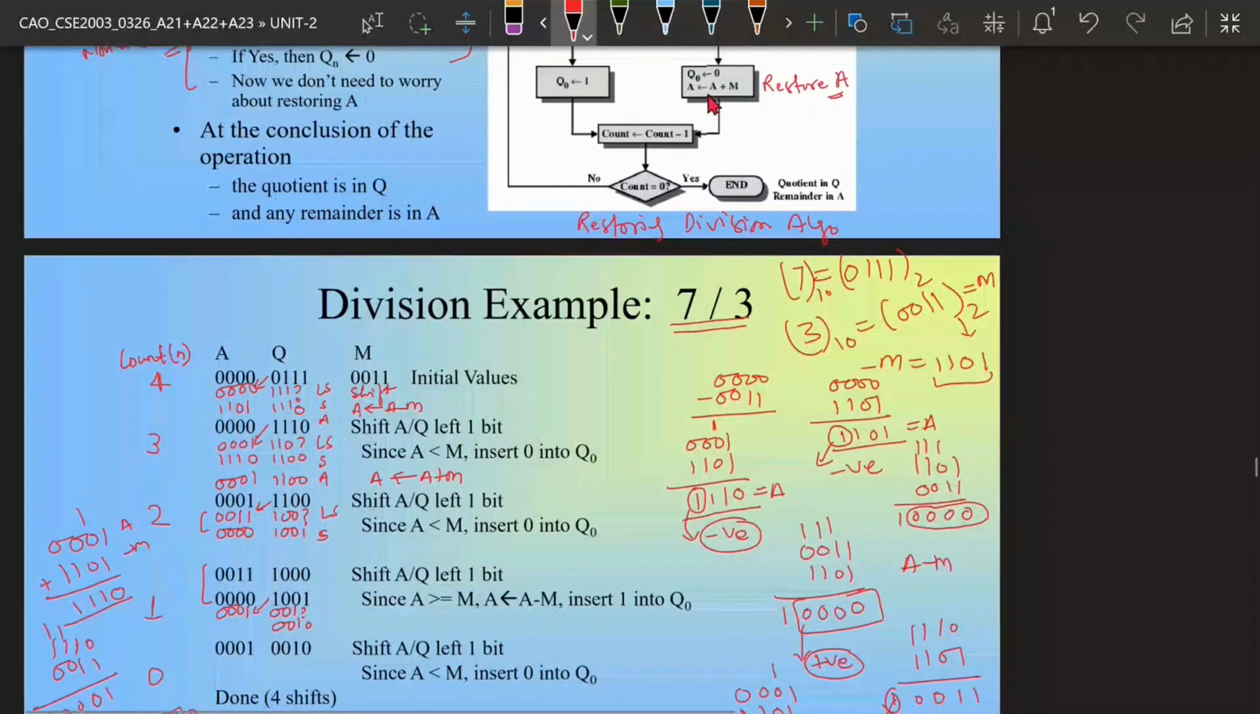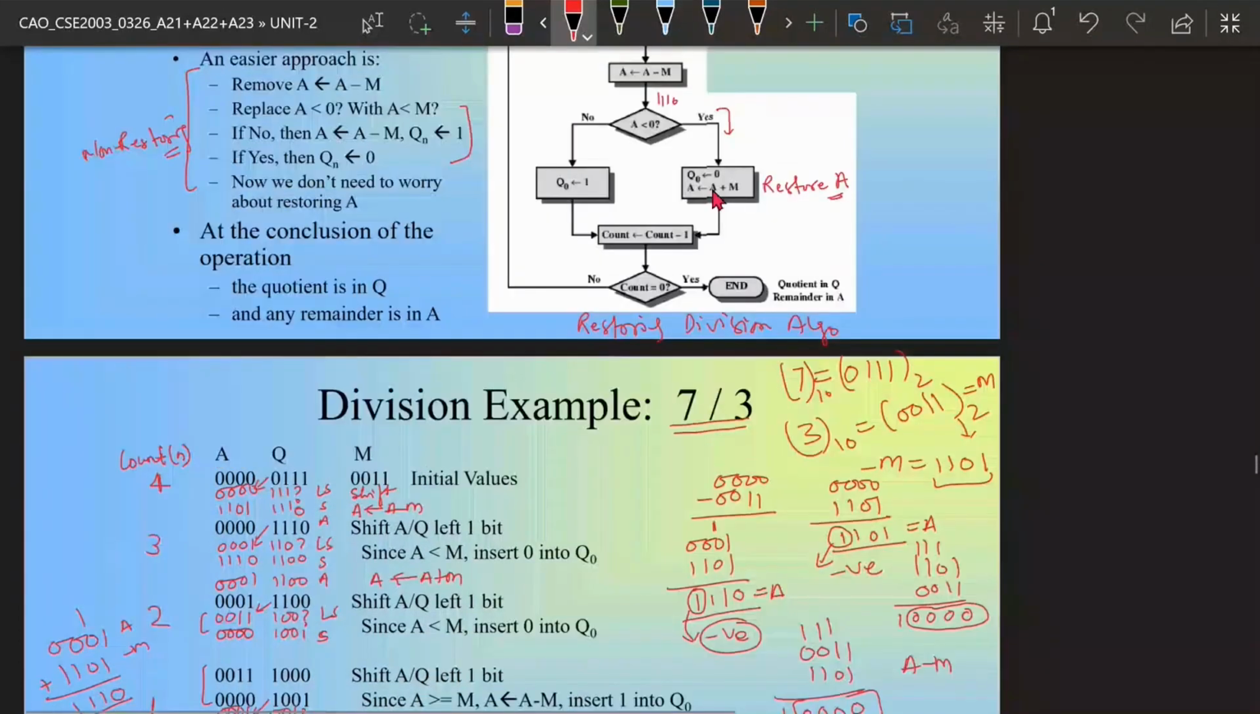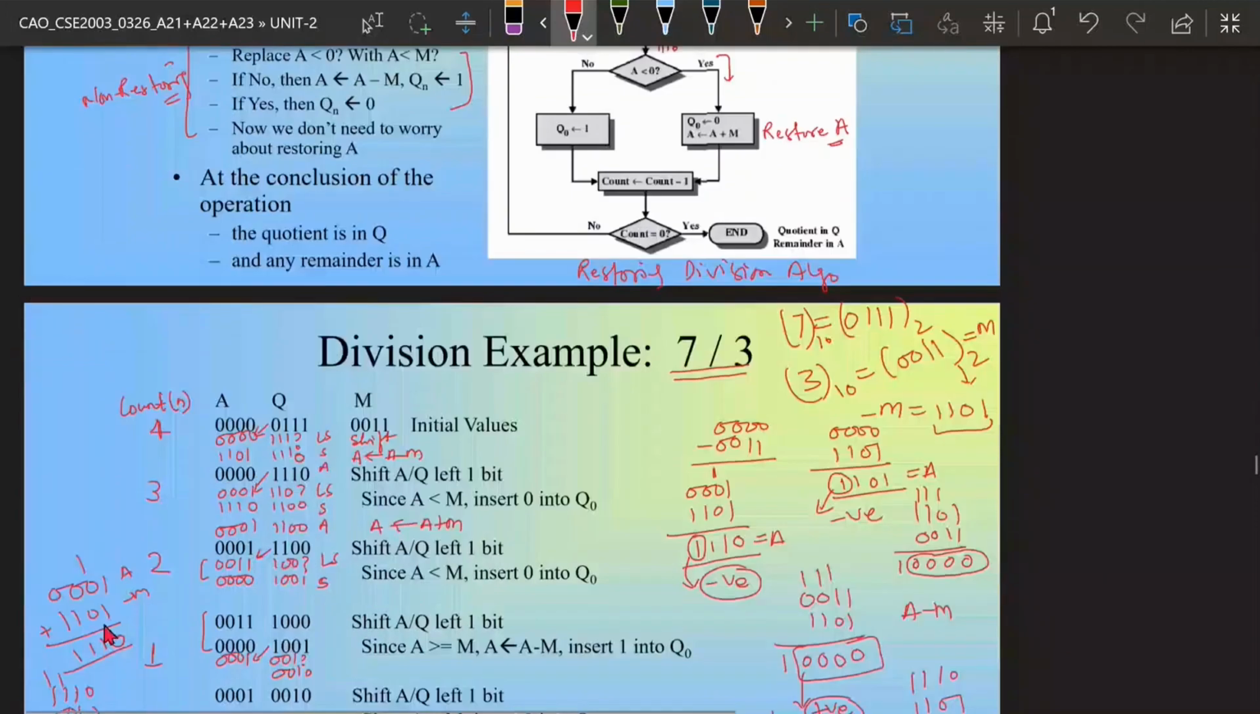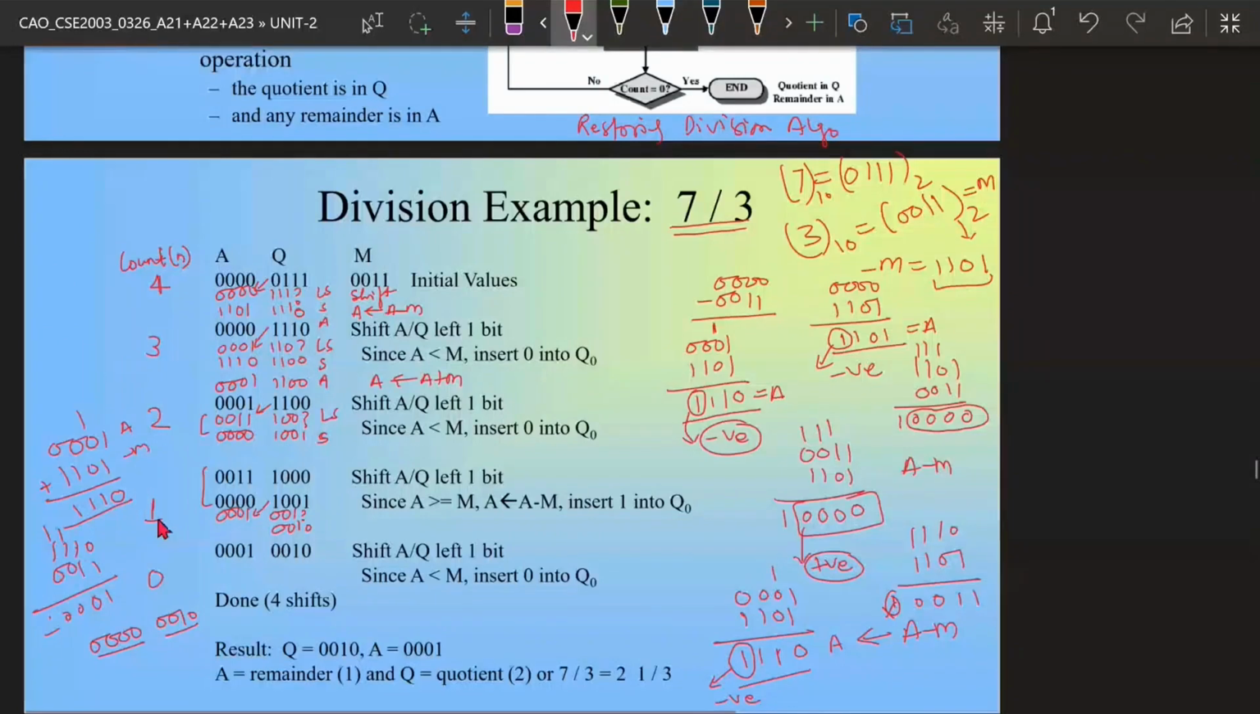Once we have decided Q naught as 0, now we need to add M to A. The A value is 1110. In that we should be adding M, not minus M. Here we were adding minus M, so instead of that, we should be adding the M value, 0011. Once we add 0011, the answer will be 0001. So this will be obtained.